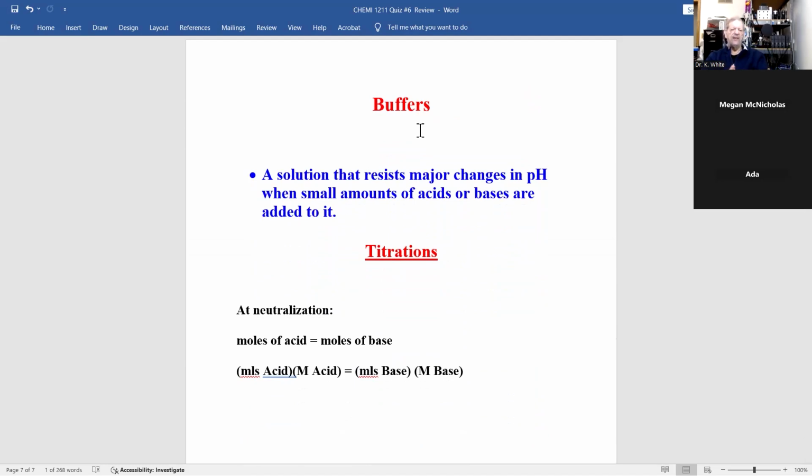Now, I'm going to go through in a little while a couple of key practice problems, but let's go on. You should know what a buffer is. A buffer is a solution that resists major changes in pH when small amounts of acid or base are added to it. If you add a dilute amount of acid or base, the pH doesn't change. By the way, your blood's buffered.